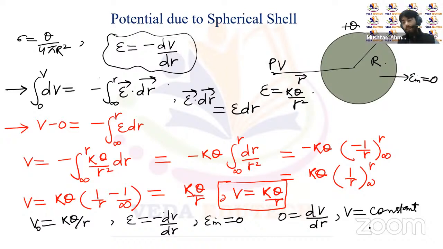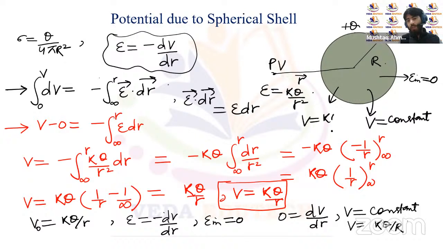It means that inside the region of the spherical shell, the potential is a constant, correct? So whatever be the potential on the surface of this shell, the same will be the potential inside this shell. If we calculate the potential on the surface, that will be kq upon capital R. It means that inside the spherical shell the potential will be a constant equal to kq upon capital R, the same as on the surface of the spherical shell.